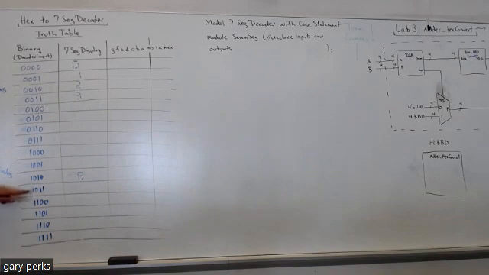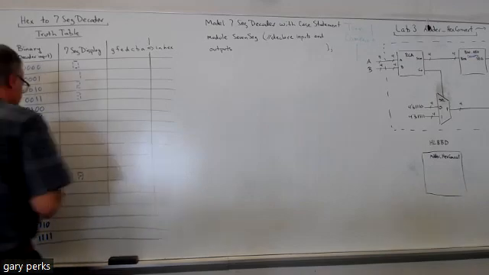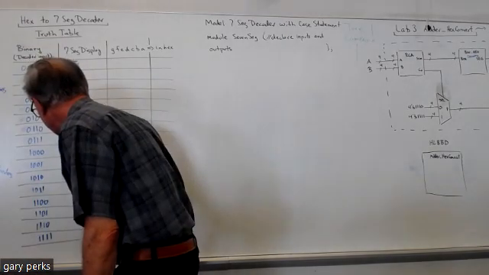How about for an 11? What would I want to light up for an 11? What's 11 in hex? B. Would you display a capital B or a lowercase b? Yeah, why lower? What's the problem with displaying an uppercase B? It's going to look like an 8, right? So yeah, for B you want to do a lowercase.